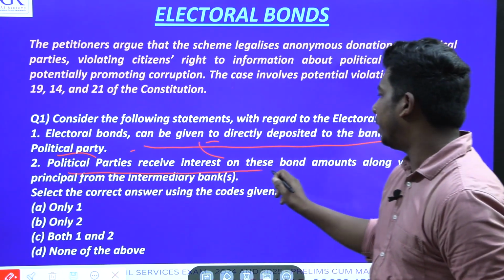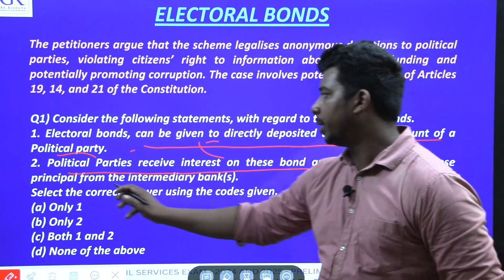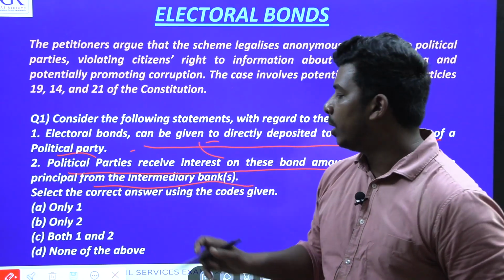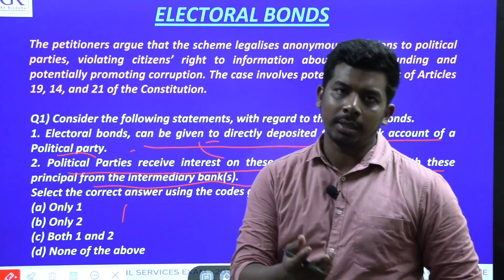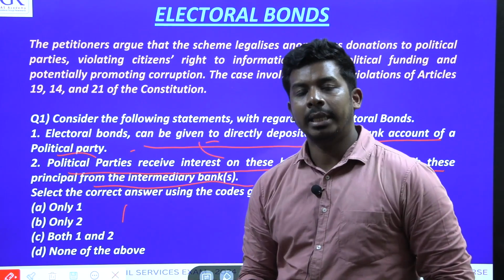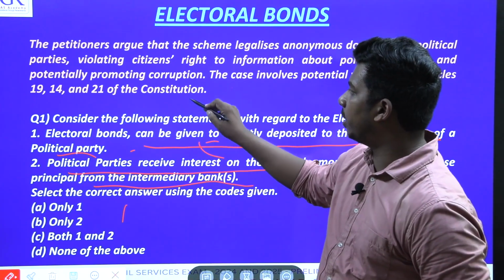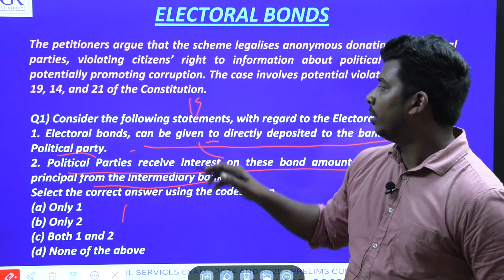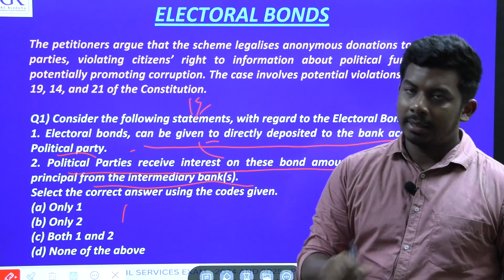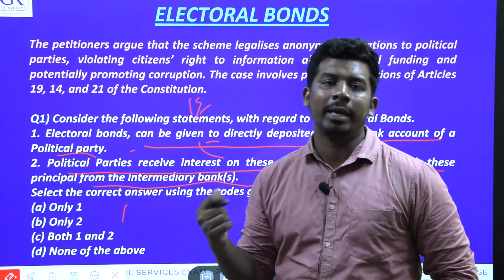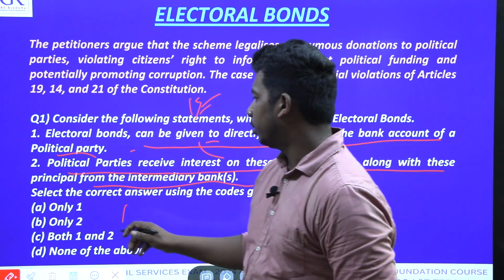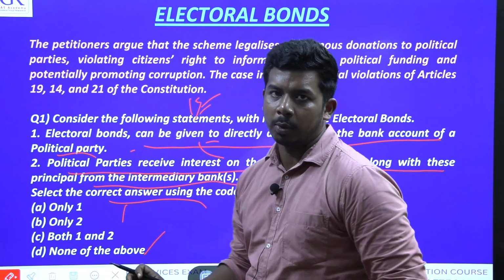Political parties receive interest on this bond's amount along with the principal from the intermediary bank. No, they won't receive any kind of interest. Whatever amount you pay for the bond, they will receive the same. That too, they have to encash within 15 days of buying the bond. If you bought a bond today, 15 days from today, this political party must encash it. Otherwise, it will lose its value. So select the correct answer. None of the above. Both are wrong.